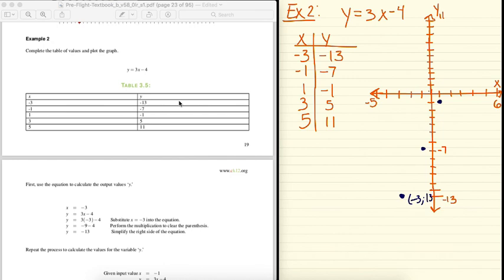You don't have to label them, but if it's helpful for you to visually see what points are being plotted, you can do that. And then we have 3, 5.